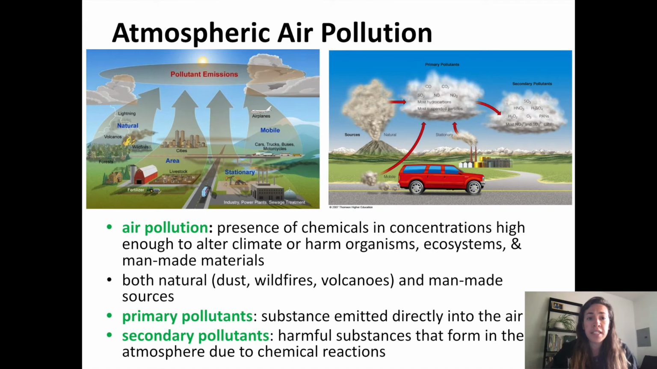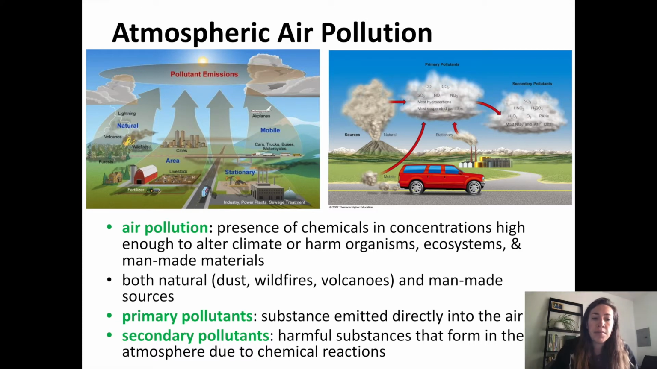Atmospheric pollution is basically the presence of any chemical in concentrations high enough to alter climate, harm organisms, harm ecosystems, or even break down man-made materials. And we have plenty of natural sources of atmospheric pollution. These can come from lightning, reactions associated with lightning, from volcanic emissions, from wildfire emissions, from material off forests, and from dust storms. There are natural sources of air pollutants, and there are natural sources of materials in our atmosphere. But since human activities have started, pollution emissions are much higher than they would be naturally.